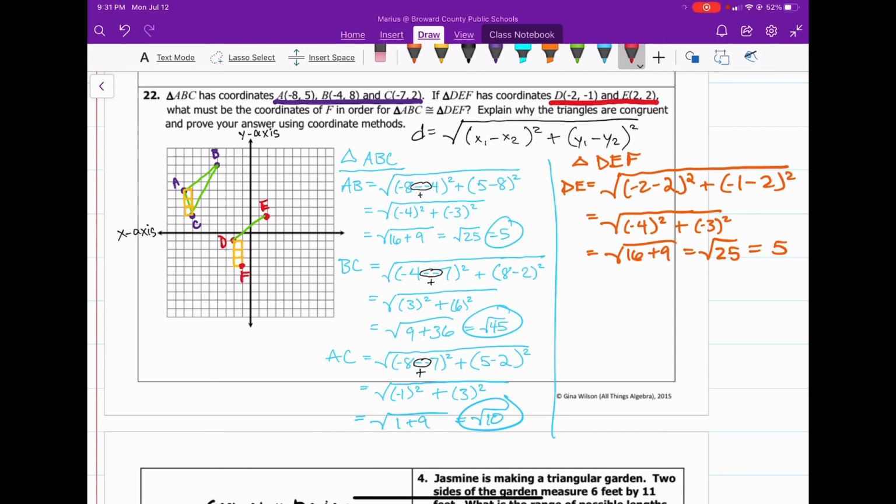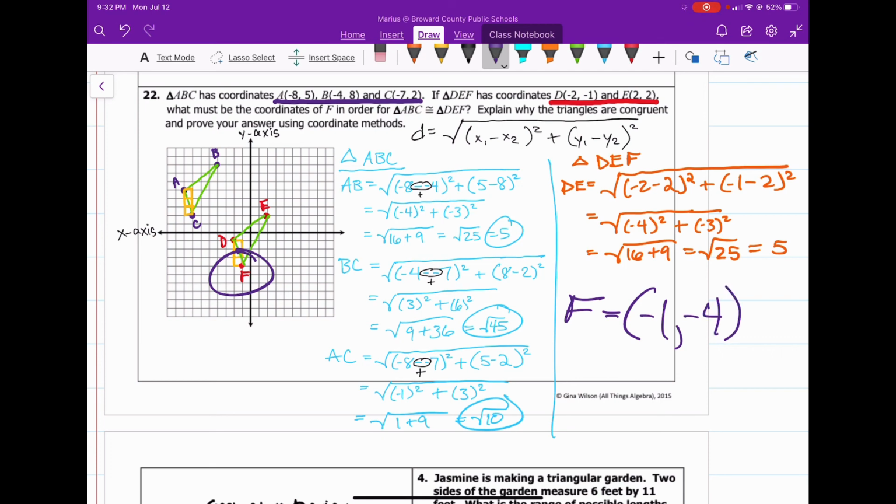So from there, we can go ahead and connect the rest of those dots, and we've drawn our triangle, okay? The most important thing is, what are the coordinates of F? The coordinates of F are -1, comma, -4. And that'll be our final answer there for number 22. F is -1, comma, -4.